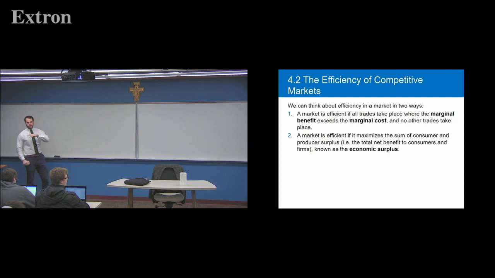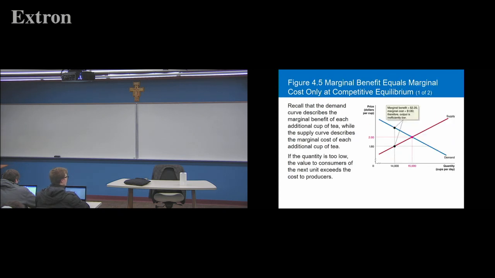Typically when we talk about markets being efficient, we think of it in terms of marginal benefit equals marginal cost. So that's the first description of efficiency, but we also can talk about it using the idea of producer and consumer surplus. The marginal benefit equals the marginal cost only at the competitive equilibrium. Anywhere else, marginal benefit and marginal cost are not equal to each other.